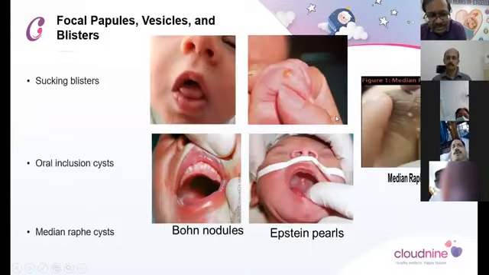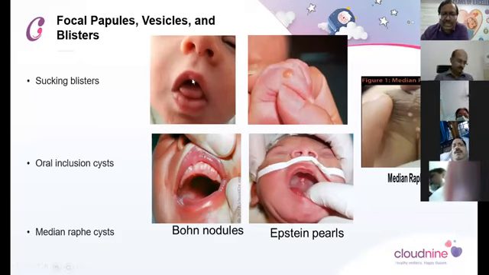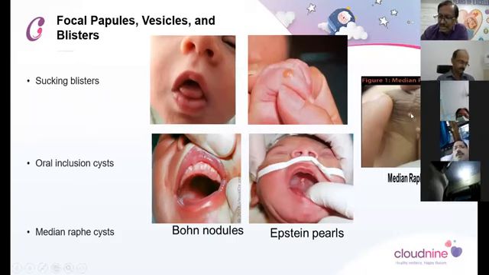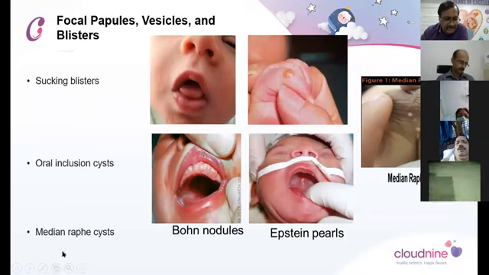Now let's see some of the transient papules, vesicles, and blisters. There are three types. One is the sucking blisters. You can see sucking blisters, and also on the finger. And oral inclusion cyst on the gum surface. It is called a Bohn nodule here, if you can see. And Epstein pearls on the hard palate. And also in the midline, especially around the scrotum, we can see these lesions here. That is called median raphe cyst. These are all transient. They will all disappear.